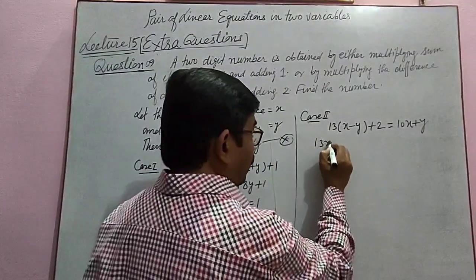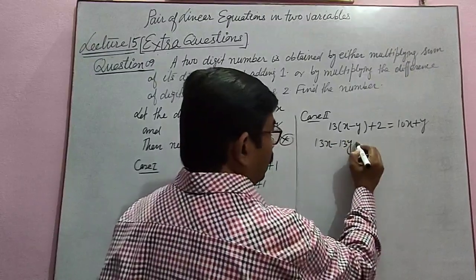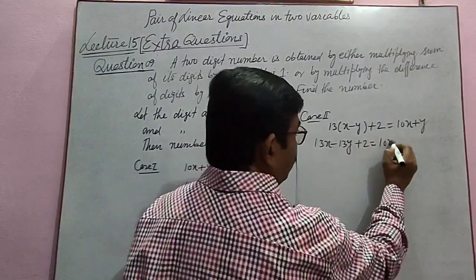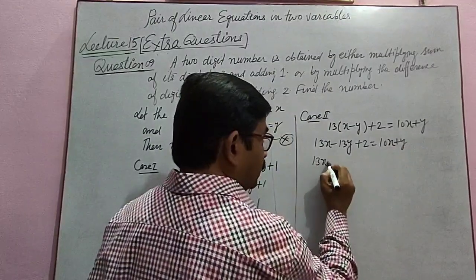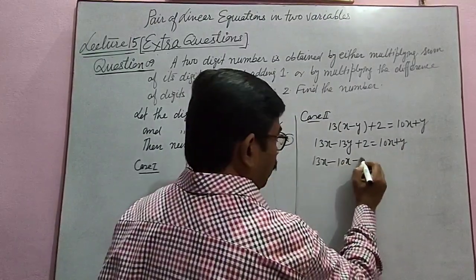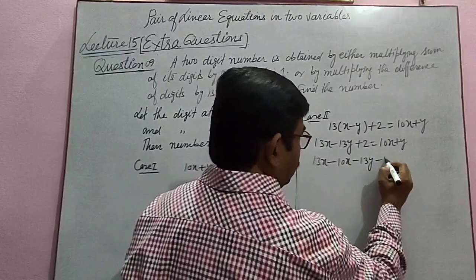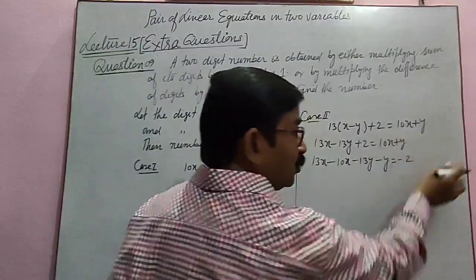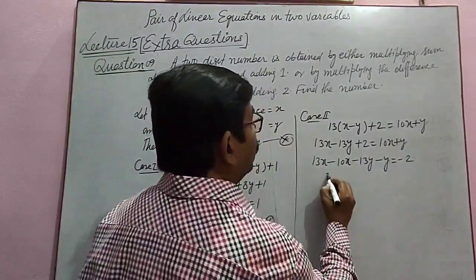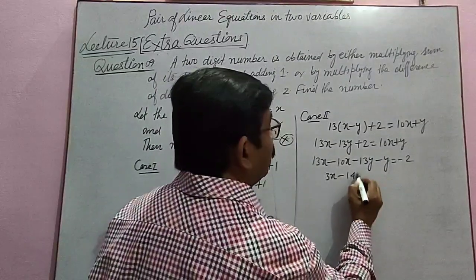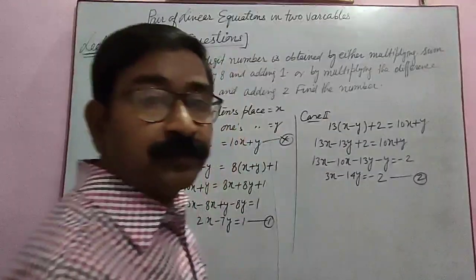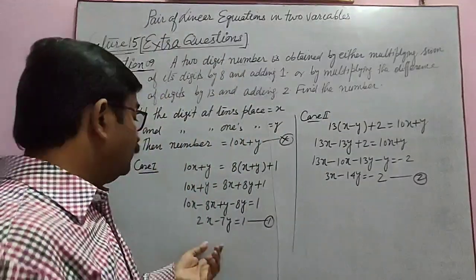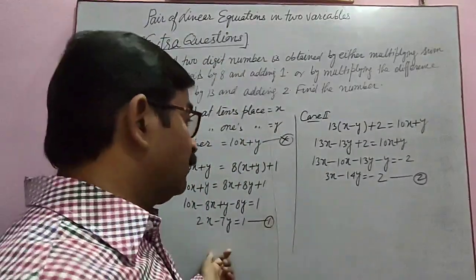See, 13x minus 13y plus 2 is equal to 10x plus y. Bring x and y to this side. We have 13x minus 10x minus 13y minus y is equal to, sending 2 to the other side, minus 2. We have 3x minus 14y is equal to minus 2. Equation number 2. Now again we will solve these two equations for x and y.